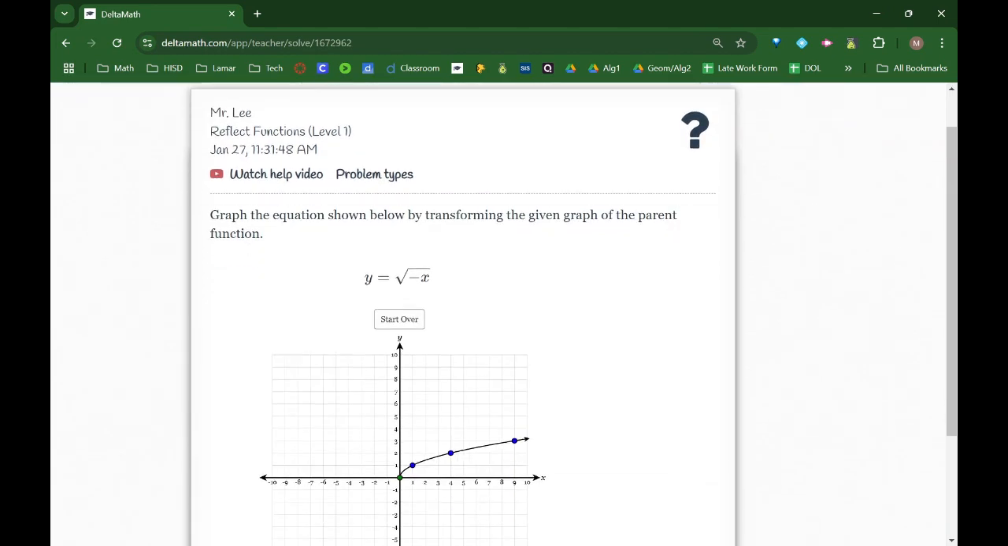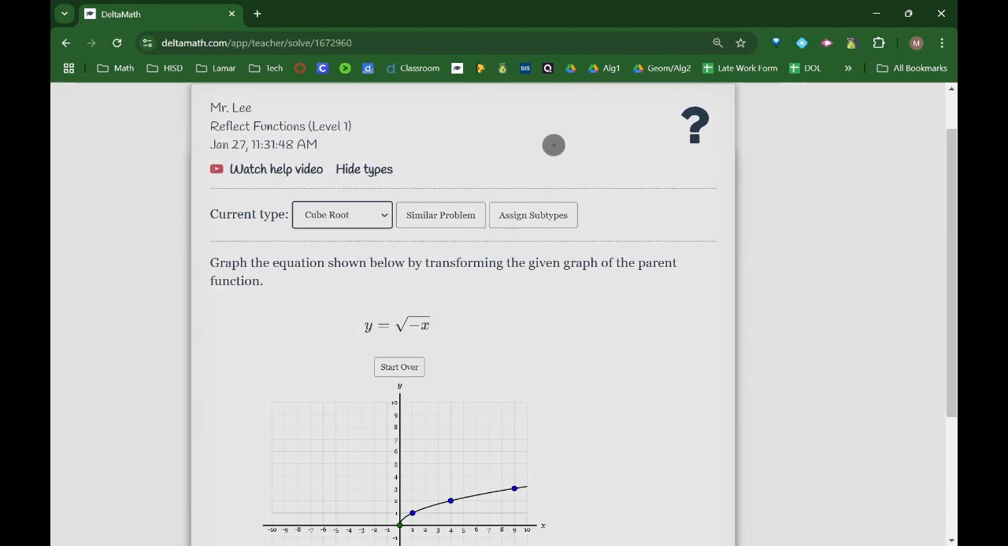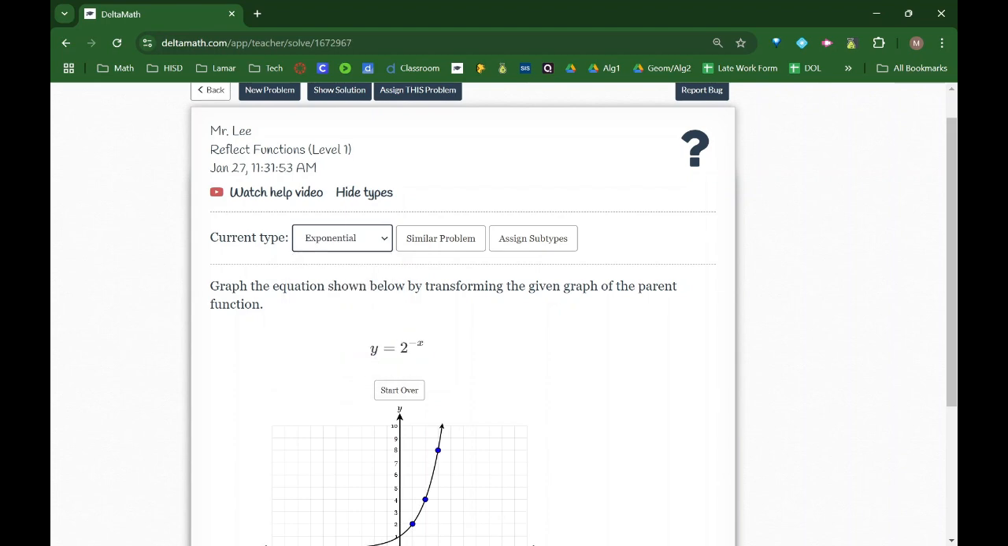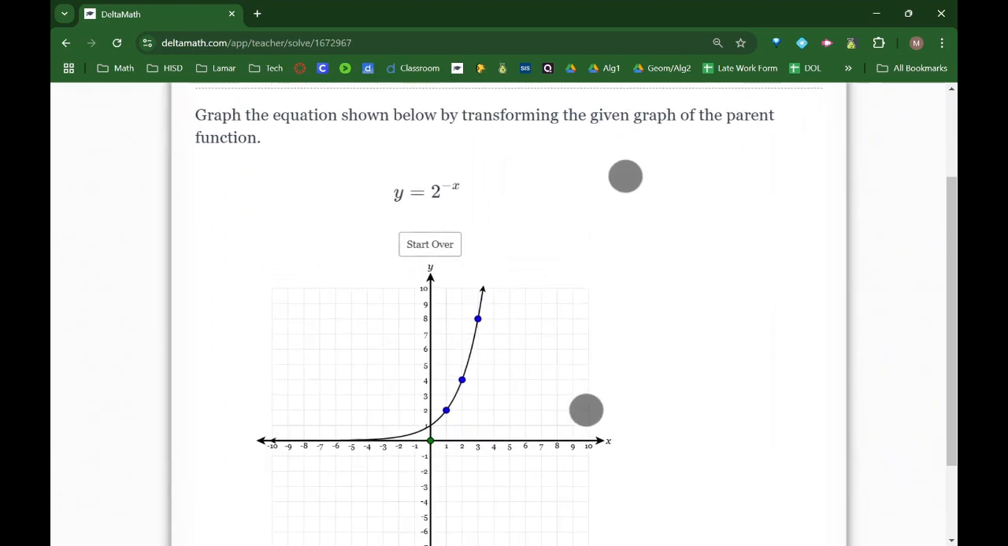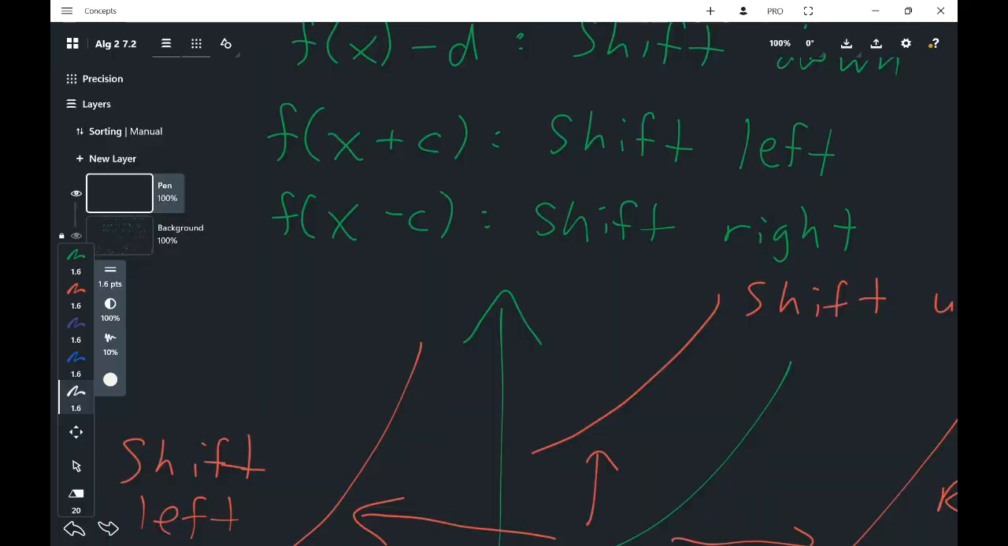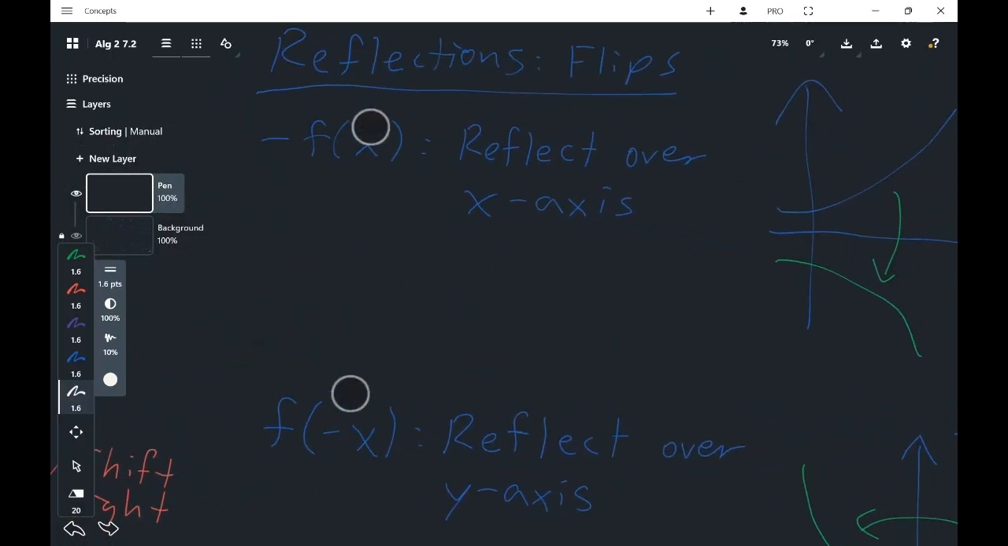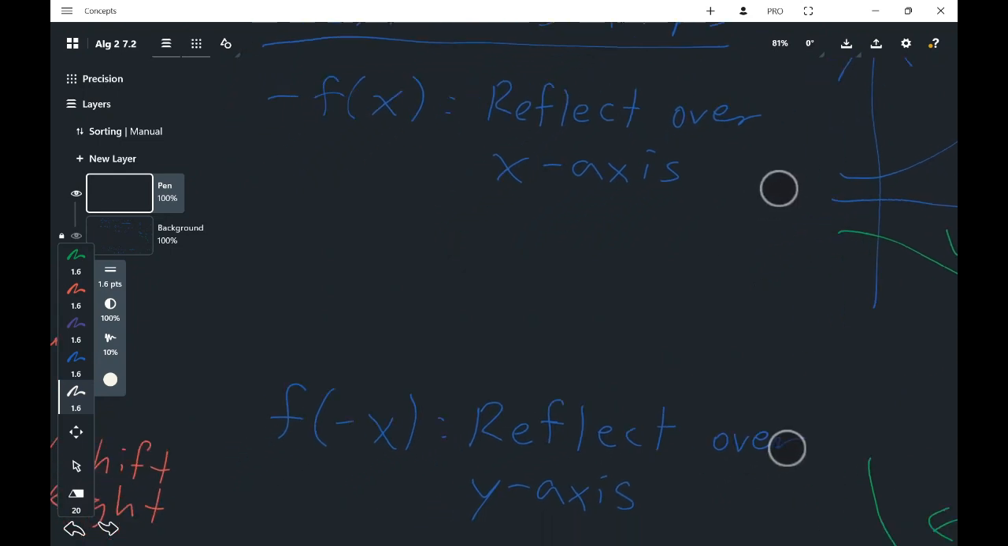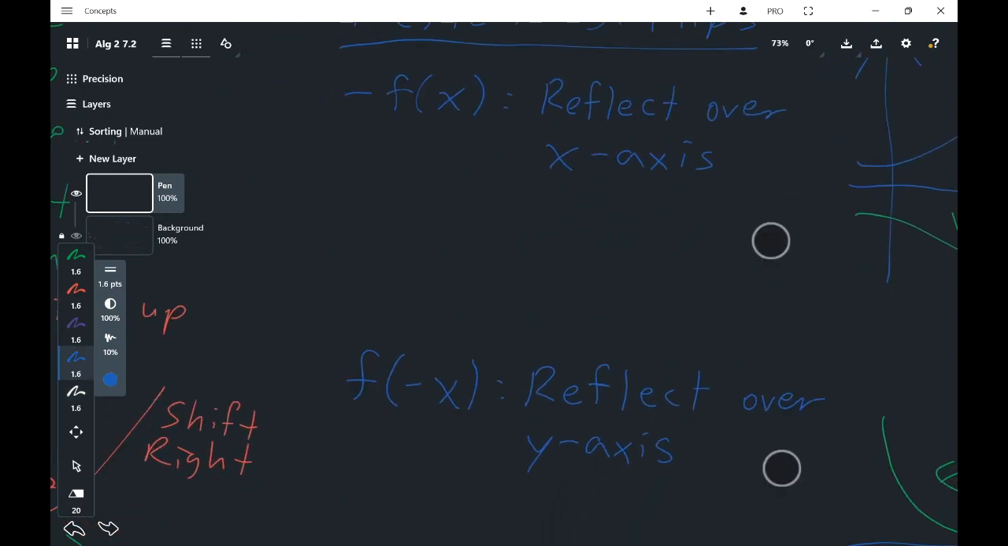Cool. Now, let's move on to different types of transformations here. This one is on reflections, and again, I'm just going to highlight exponentials today. Okay, so you'll notice here, they gave us the graph of 2 to the power of x, but they're asking us to graph this with a negative x as the exponent. So let's go over to our reflections here.